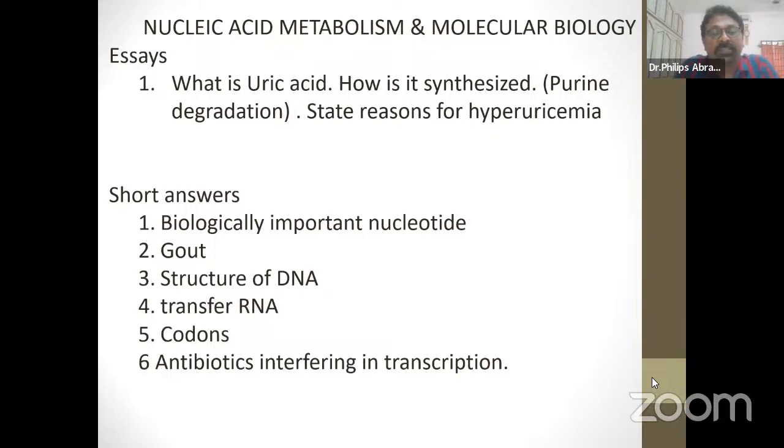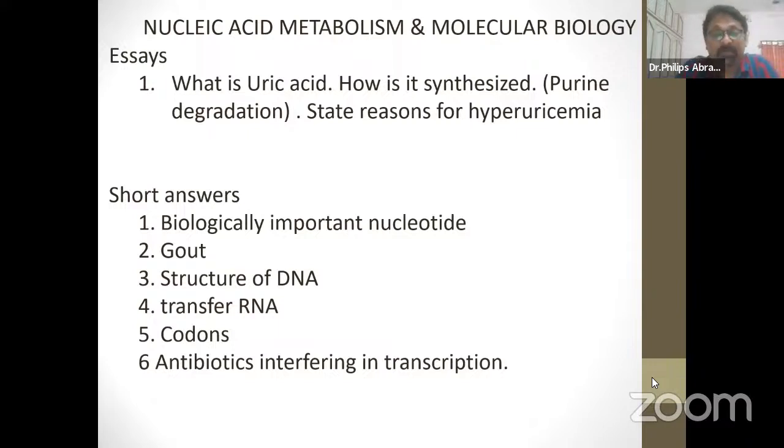Then short questions: biologically important nucleotides can be a short question, gout can be a short question, structure of DNA, structure of transfer RNA, tRNA can be a question, codons or genetic code and its features can be another short note. Antibiotics interfering in transcription has been asked once. Means what? What are the inhibitors of transcription?